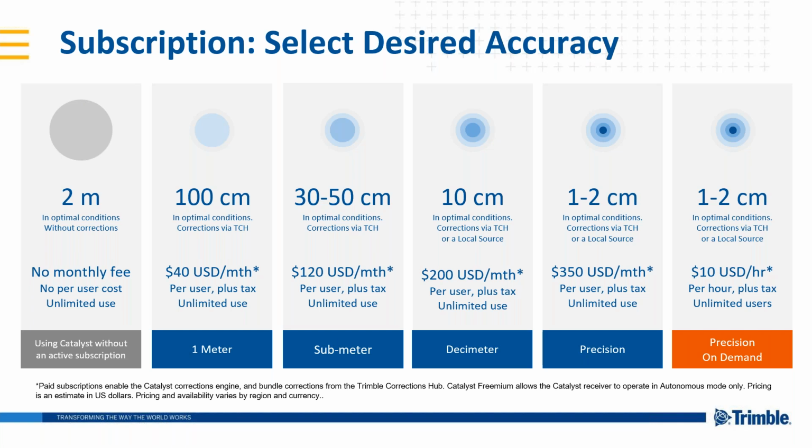So just to summarize these again, there is a free option that just uses the antenna to improve the autonomous position of your phone, which gets you to about 2 meters. And then there are 4 monthly subscriptions that you can choose from. And that's really just about choosing the desired level of accuracy. For those across those 4 levels of subscription, there is unlimited use per user. And then on the right hand side, there is the on-demand option, which is a pay-as-you-go model.